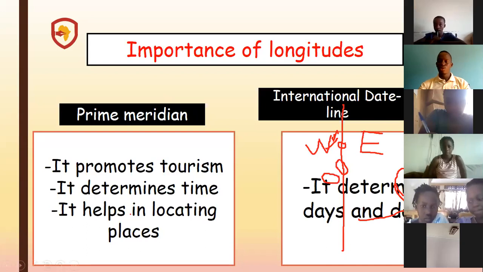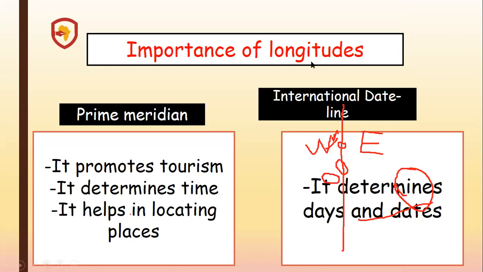Then it helps in locating places, okay? Then we have the international date line. The international date line. What is its importance? Qual Malar, unmute and read for us that one.